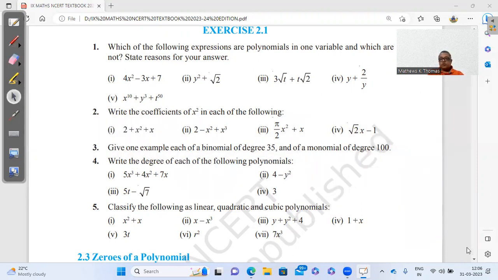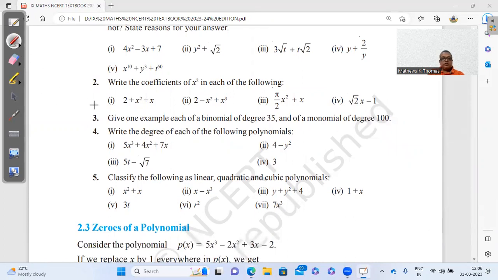Now we go to question number 4. Easy questions. Write down the degree. This will come in 1 mark questions only, all MCQ type. Write the degree of this. Degree, I told you, is the highest power. So here the highest power is 3. Here the highest power of the variable, just check the variable, is 2. Here the power of t is 1. And here there is no variable, so this can be written as 3x to the power 0. It's a constant polynomial. A constant polynomial has a degree of 0. So degree here is 3, degree here is 2, degree 1, and this is degree 0.